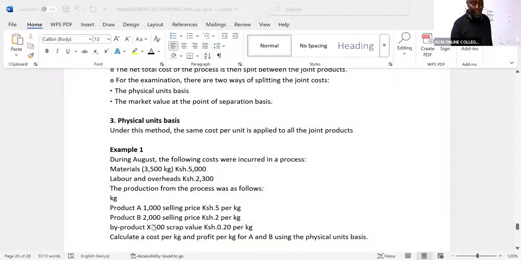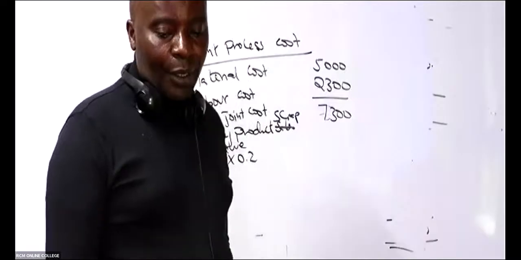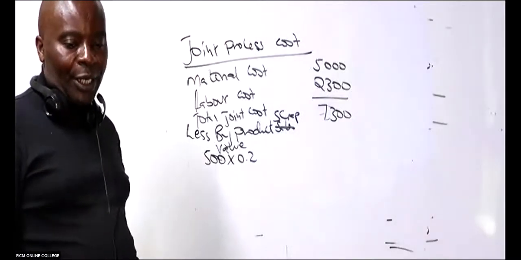Yeah, you can see, my good students, that the byproduct is 500 units. Scrap value of 0.2 per kg. So can somebody do this multiplication and give me a figure?